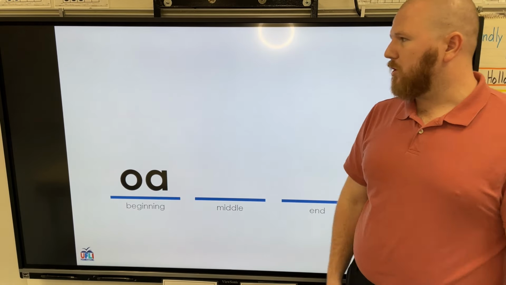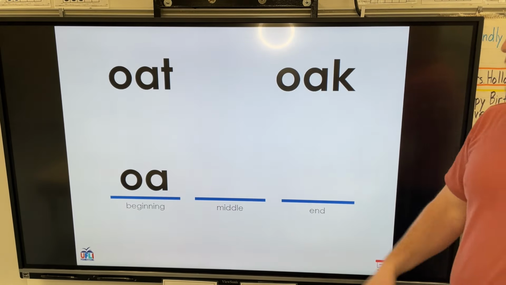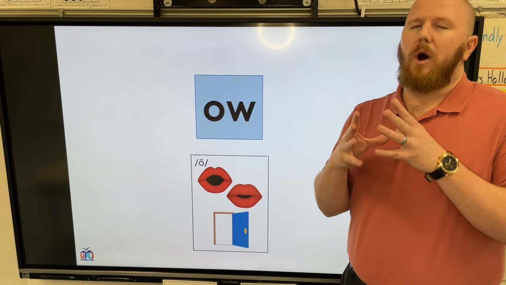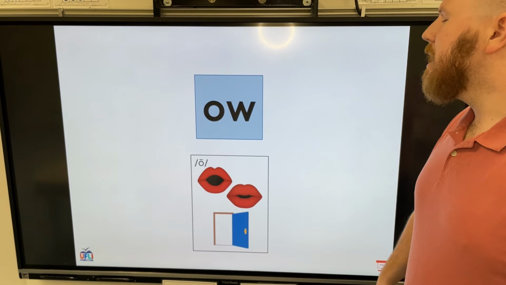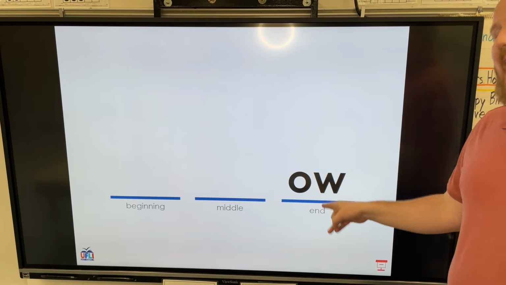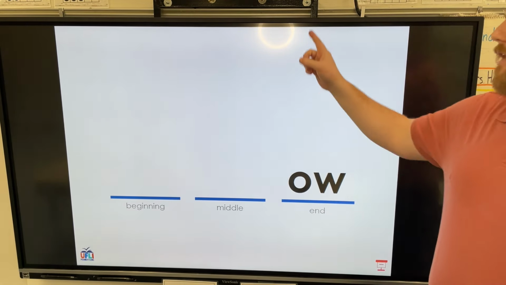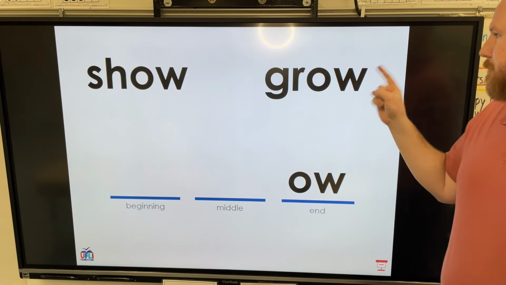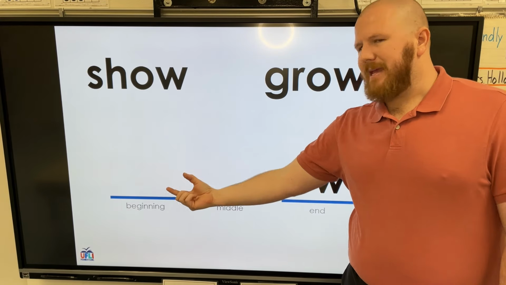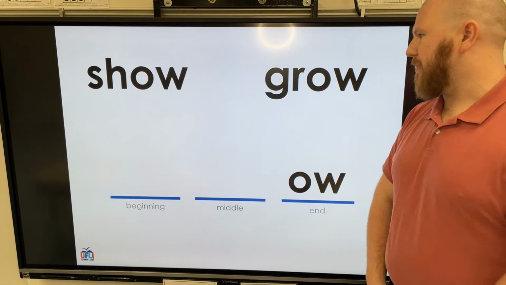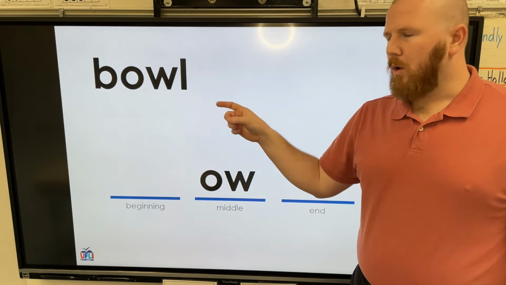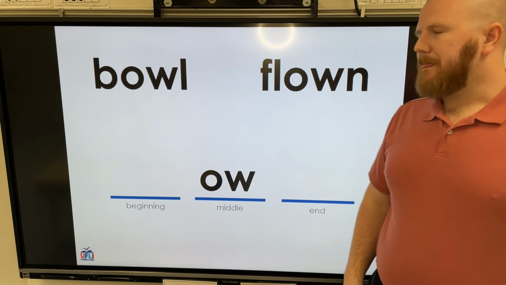You can find it at the beginning of words like oat and oak, type of tree. And then you don't usually find it at the end. You might find one or two words that have it at the end, but it's not very common. So now we're getting into OW, which you will mostly find at the end of a word most of the time. So we'll look at words like show and grow. Some will be like, well, what about OA? Well, OA would be in the middle and the beginning, but OW would be more at the end. So that's when you would find that. But sometimes you might see it in the middle, like in bowl and flown. Very rarely.